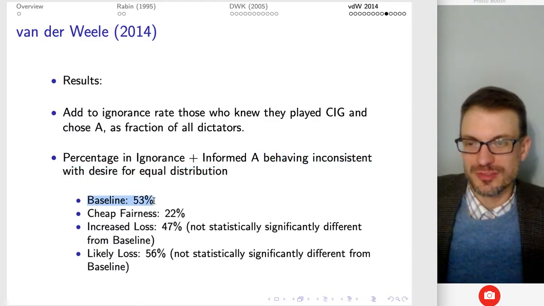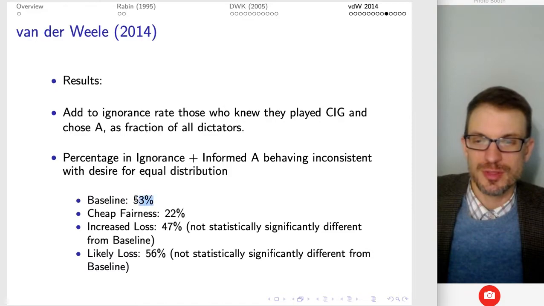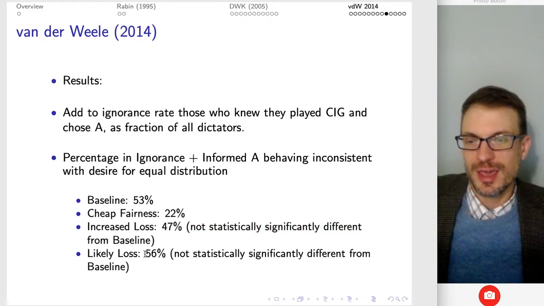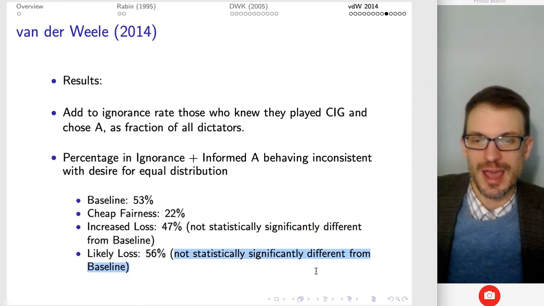So the baseline treatment, this is 53%. In the cheap fairness treatment, this is 22%. In the increased loss, this is 47%, interestingly not statistically significantly different from baseline. And then likely loss was 56%, again not statistically significantly different from baseline.